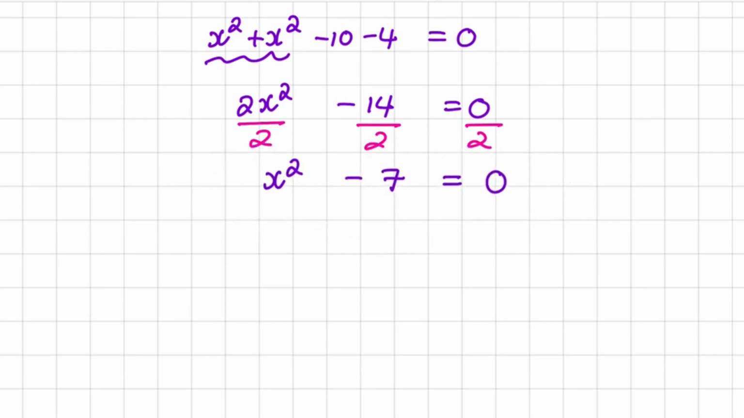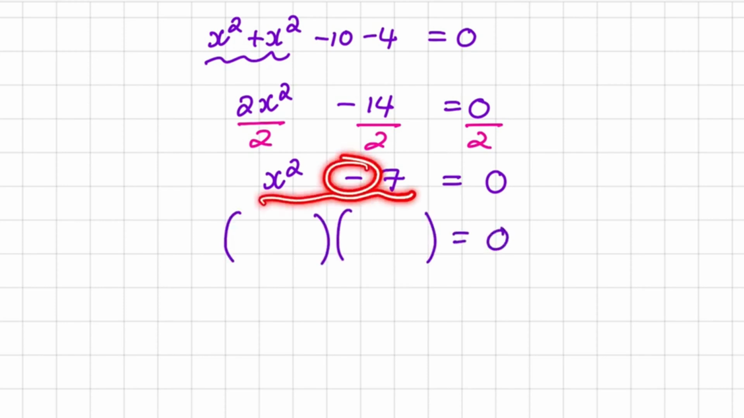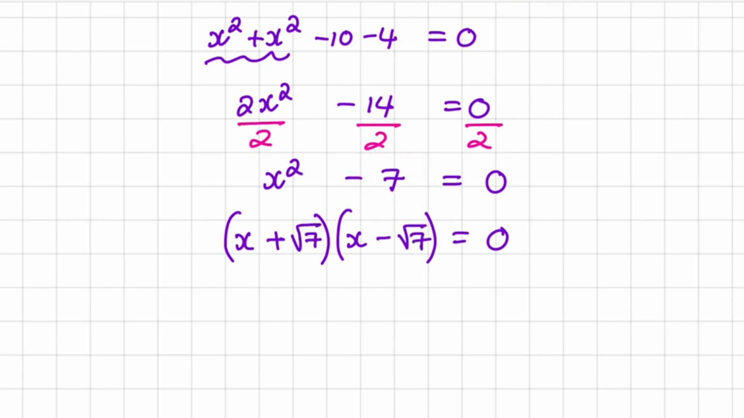Now, some of you wouldn't have seen this type of question before, but this is actually a difference of 2 squares because we have 2 terms and a minus in between. So we have x and x, plus and minus, but this is not a square number, but we can create the square by taking the square root. So if I want to factorize x squared minus 7, it will become x plus the square root of 7 times x minus the square root of 7.